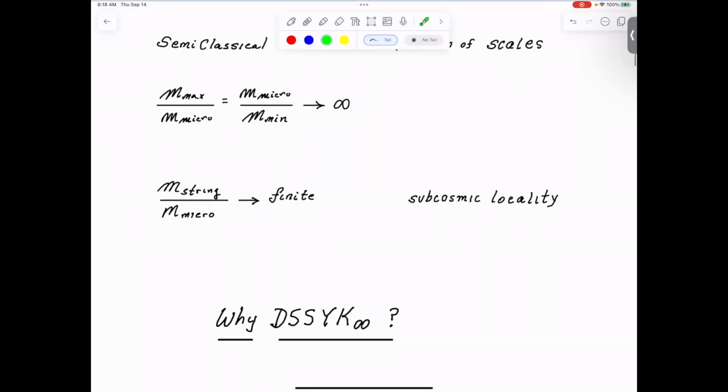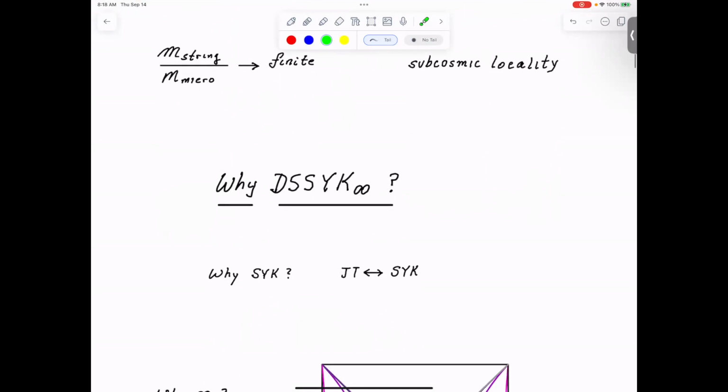Okay, let's talk about now why DSSYK at infinite temperature. Why is that something we should be interested in this context? First of all, why SYK? Here I don't have anything very deep to say. It's simply by experience, we have seen close connections between JT gravity and SYK. That's all. That's it for why SYK.